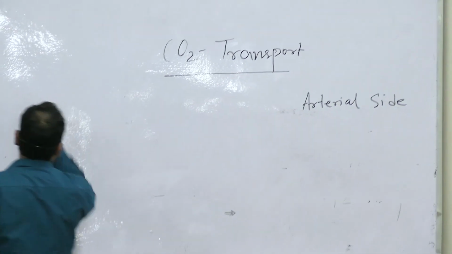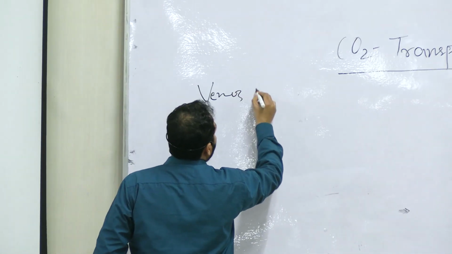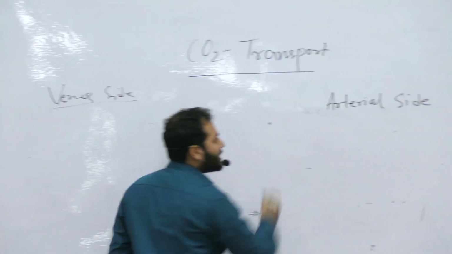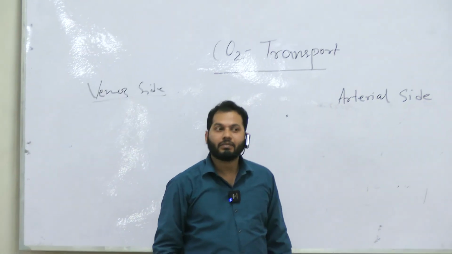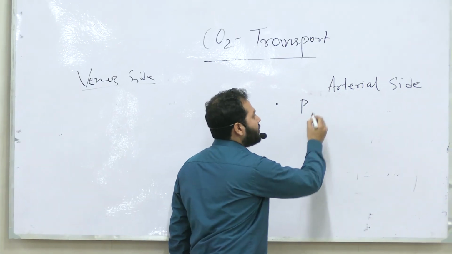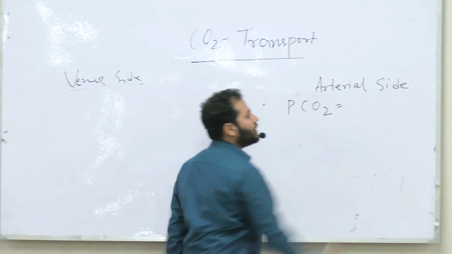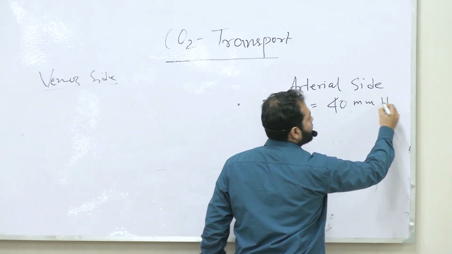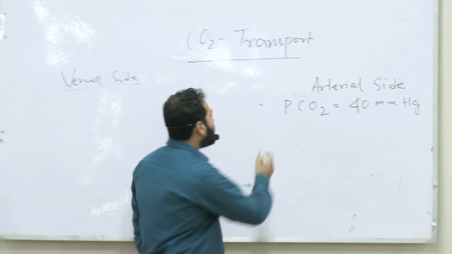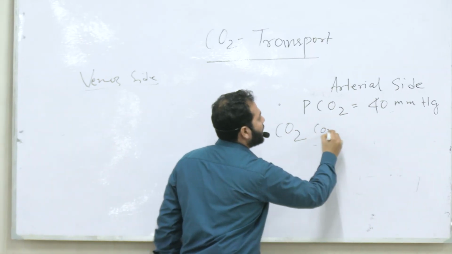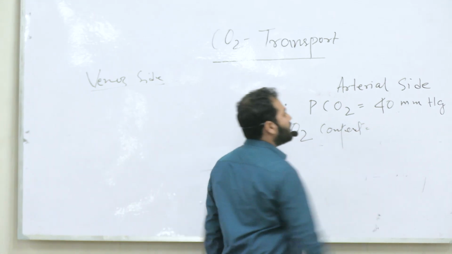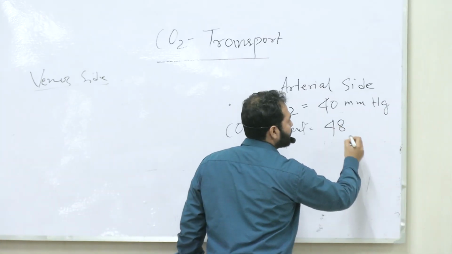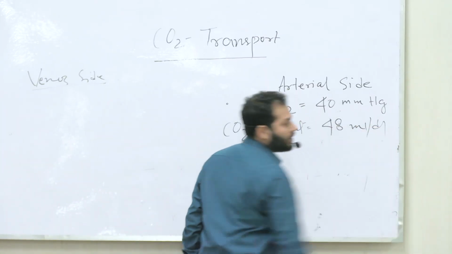Suppose this is the arterial side, this is the venous side, right? So what are the characteristics of the arterial side here? The partial pressure of carbon dioxide in the arterial side is 40 mmHg, and the total carbon dioxide content on this side is around 48 ml per deciliter of blood.